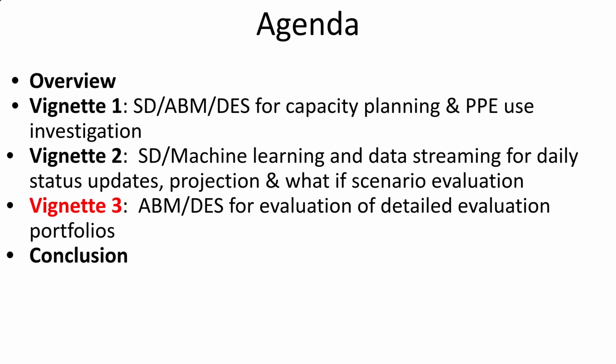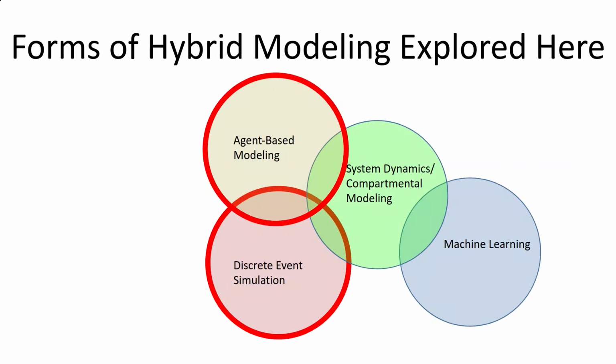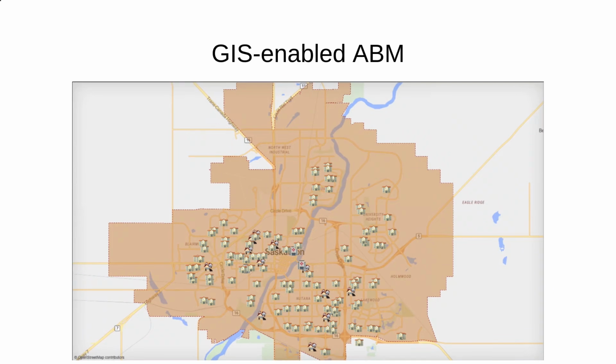Finally, I'm going to be speaking about the third vignette. This vignette, again, combines two types of dynamic modeling, agent-based modeling on the one hand, discrete event simulation, for detailed evaluation of intervention portfolios. Apologies, intervention portfolios. So here we are combining agent-based modeling and discrete event simulation.